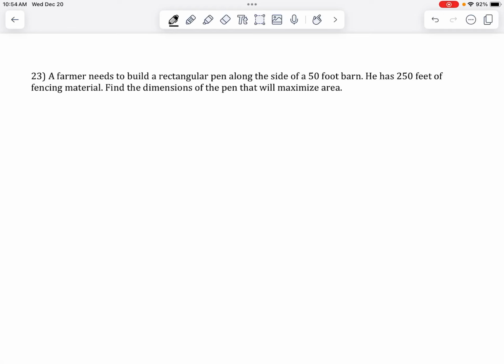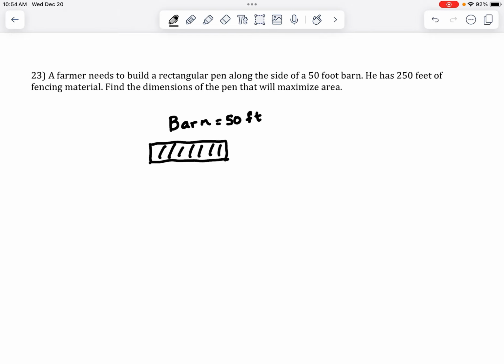Well, here's a practical use of some math. A farmer needs to build a rectangular pen along the side of a 50-foot barn. So basically, this is going to be the barn. And let's say this is the barn, but it is 50 feet across. Okay, so that's the barn that already exists.